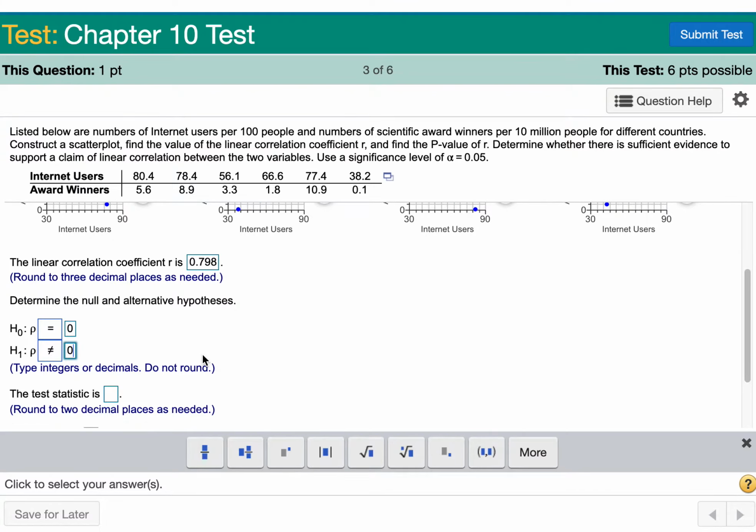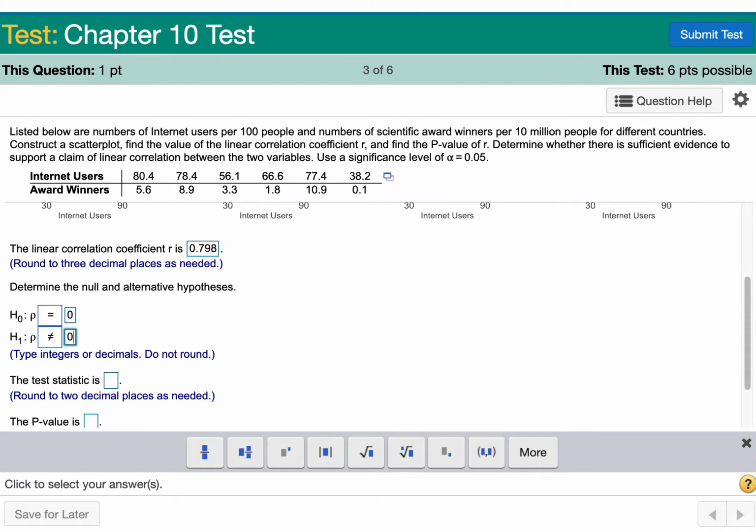Now notice this is a two-sided hypothesis. It means that there could be positive correlation or negative correlation. So when the question asks you to determine if there's evidence whether or not there is correlation, then you'll pick the one that says equal to 0 or not equal to 0.